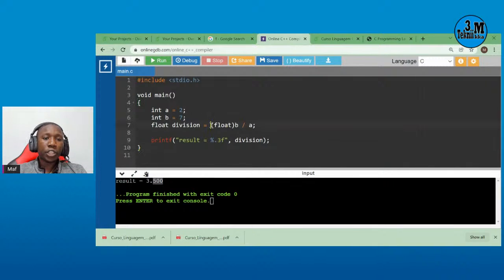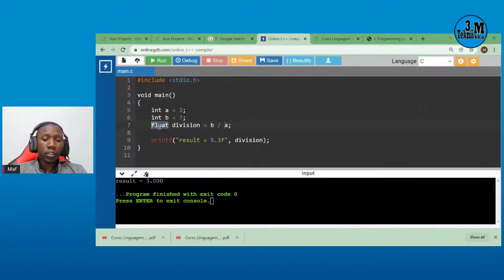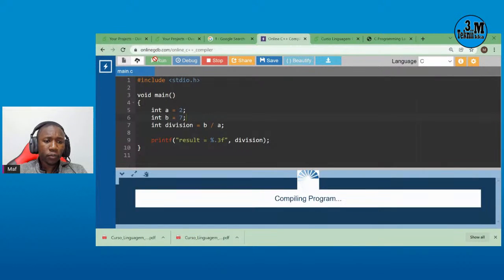In this case, the division is no longer integer but float, because the compiler is going to cast this by default. This is called an implicit cast. The compiler is doing that internally because we have a float here. But if you didn't have a float here, then the compiler doesn't cast anything, and it treats them as integers. Okay, let's go back to the integer values. As integers, we have these 3.